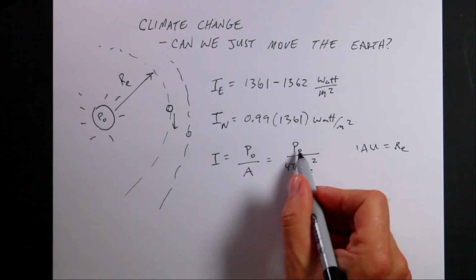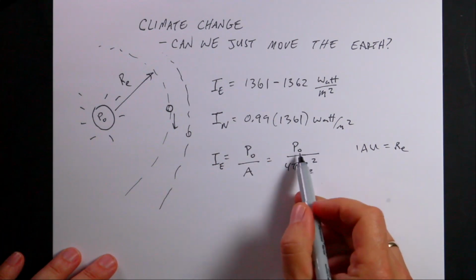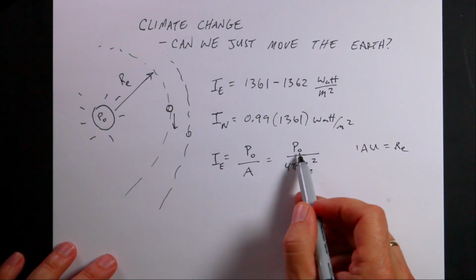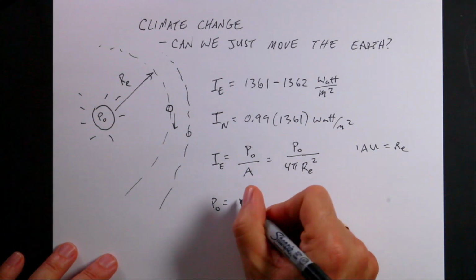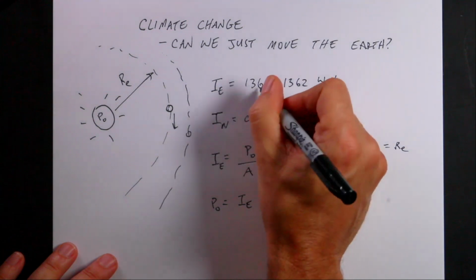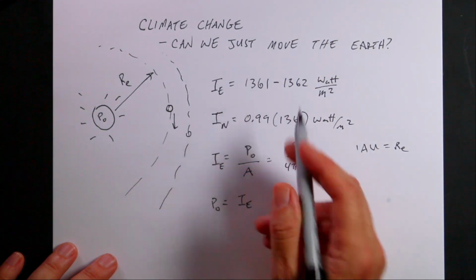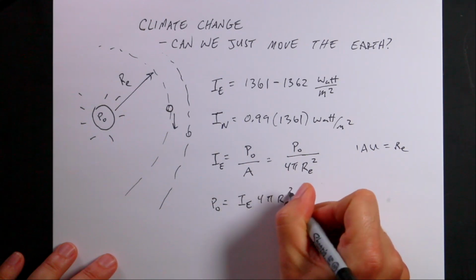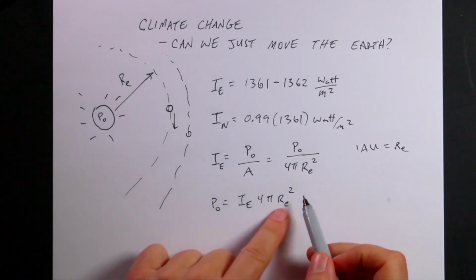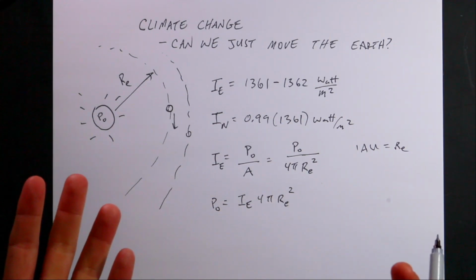Where was I? Okay, so I can solve this for, let's call this I_E. I know that value, and we can solve this for P0, the power of the sun. So P0 is going to be equal to the intensity at the Earth, and I'm going to use that value right there, this is my actual intensity at the Earth, times 4 pi times R_E squared. And I know all those values. So I don't actually need to know the power of the sun, and you could look it up, but I don't want to look it up.